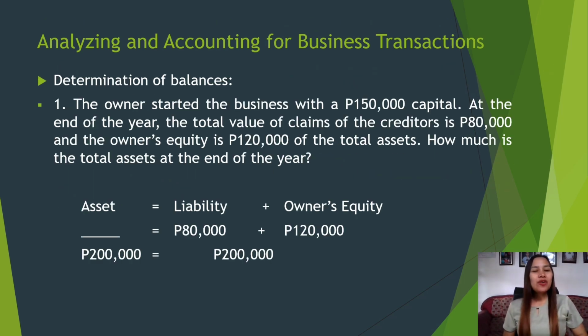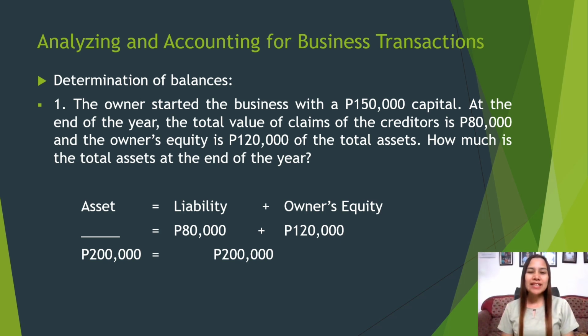Alright, let's now proceed with the determination of balances. The owner started the business with a 150,000 capital. At the end of the year, the total value of claims of the creditors is 80,000 and the owner's equity is 120,000 of the total assets. So how much is the total assets at the end of the year?